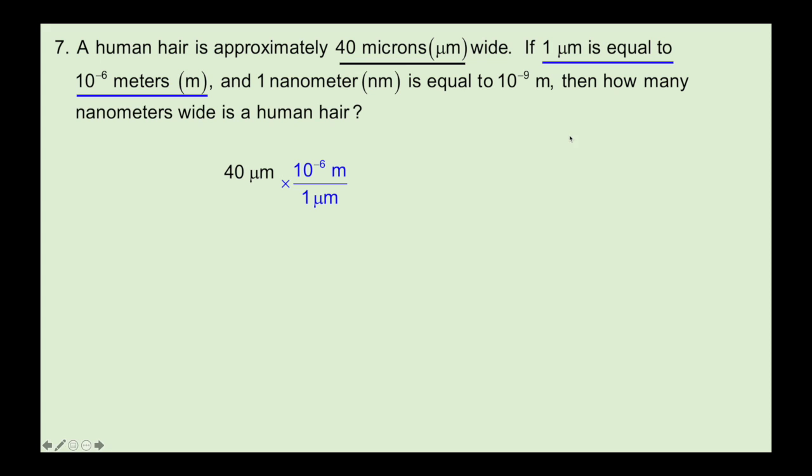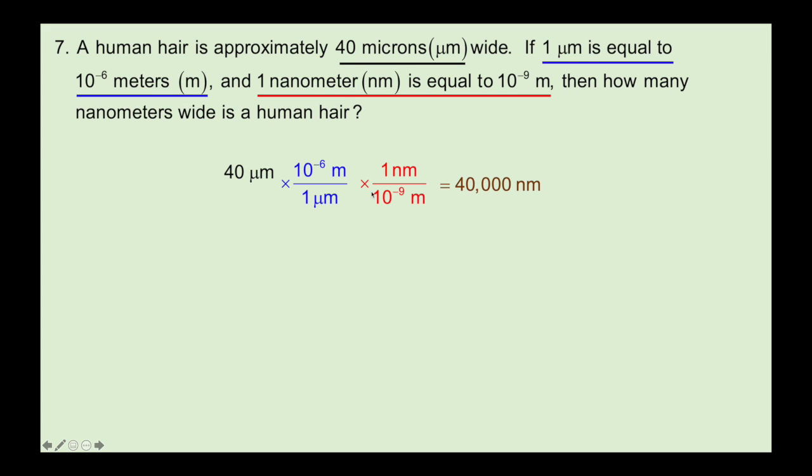So again, I want to cancel the meters, which means put meters in the denominator. So the 10 to the negative 9th part is going to have to go in the bottom with the 1 nanometer in the top. So the units are going to end up in nanometers like we want, and I'm going to be multiplying this out. That's going to end up giving me 40,000 nanometers.